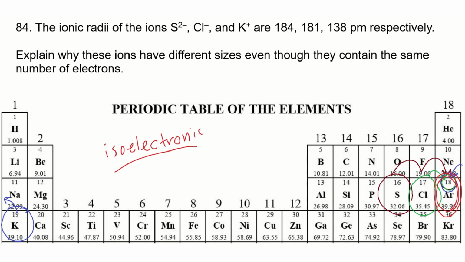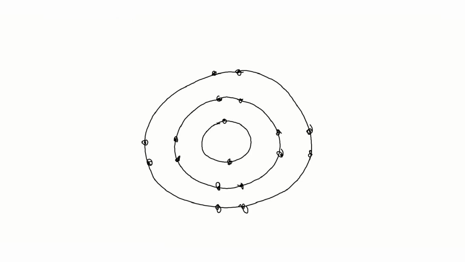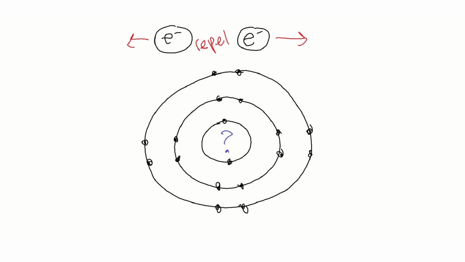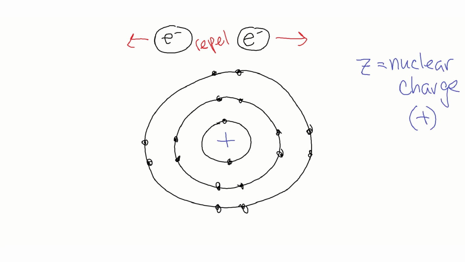So why is it that all three of these have the same number of electrons, 18, yet are all different sizes? Now, I hope you're thinking that this is a silly question, because you know the electrons alone don't determine an atom or ion size. We know that electrons on their own repel each other, so we have to consider what's holding them together. The attraction that's holding these electrons together is called the nuclear charge, the positively charged protons in the nucleus.